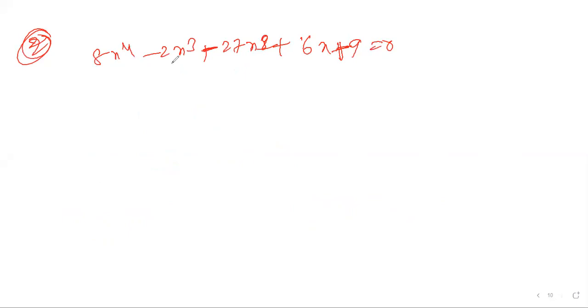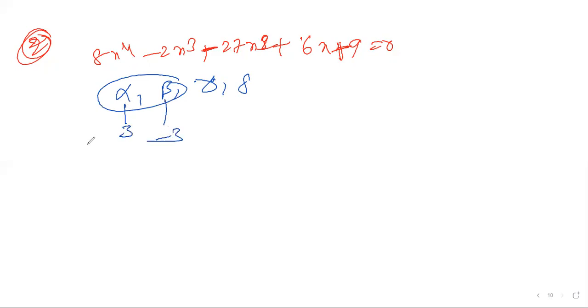What did they mention as the condition? Two of the given roots have the same absolute value but opposite signs. They mention alpha, beta with opposite signs, and gamma, delta, so there are 4 roots. Two roots are the same but with different signs. For example, if alpha is 3, beta is minus 3. If gamma is 4, delta is also minus 4. Both are same but opposite signs.